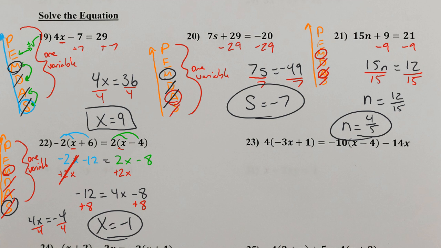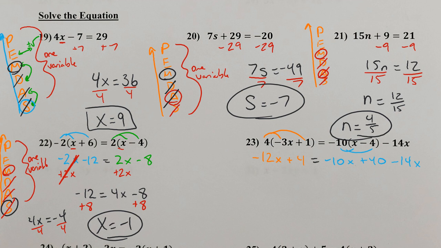23, exact same concept. All right, I'm going to distribute. So I end up with negative 12x plus 4 equals, on the right side, negative 10x plus 40. Negative 14x doesn't do anything. It's just hanging out there.